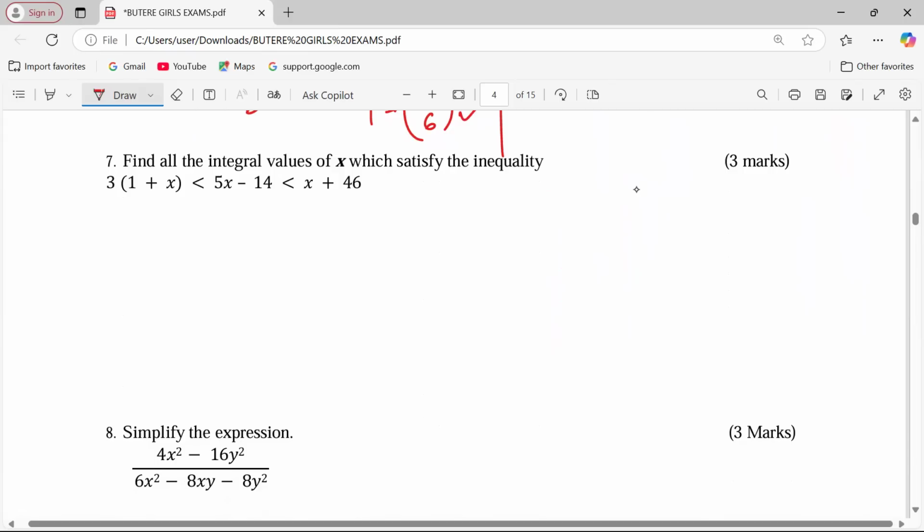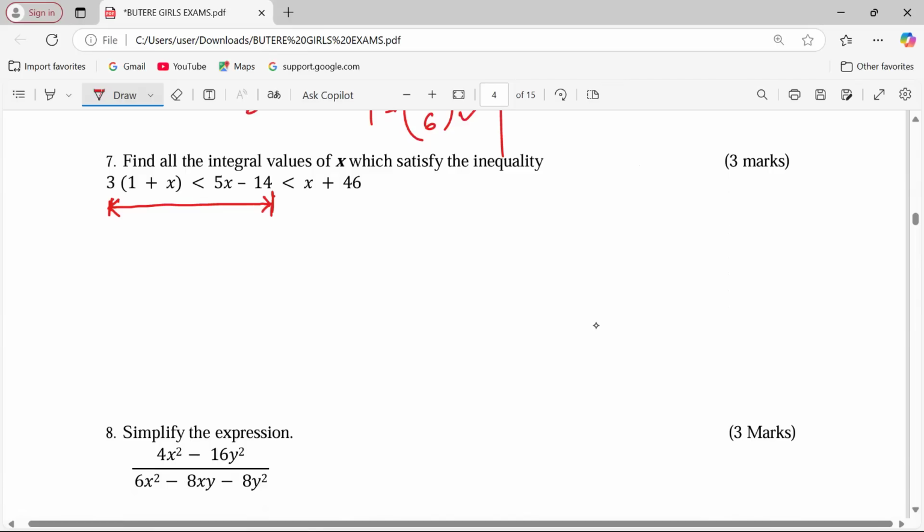Number 7, it's from inequalities. Find all the integral values of x that satisfy the inequality 3(1 plus x) less than 5x minus 14 less than x plus 46. So we're supposed to rearrange until we get 2 simple statements, then we solve them. So the first linear inequality shall run from the first term all the way to just before. So that is the first inequality.